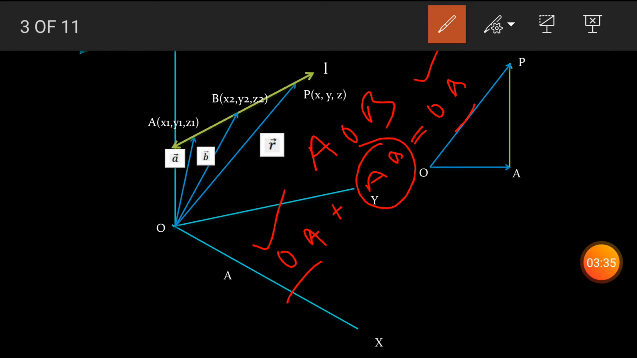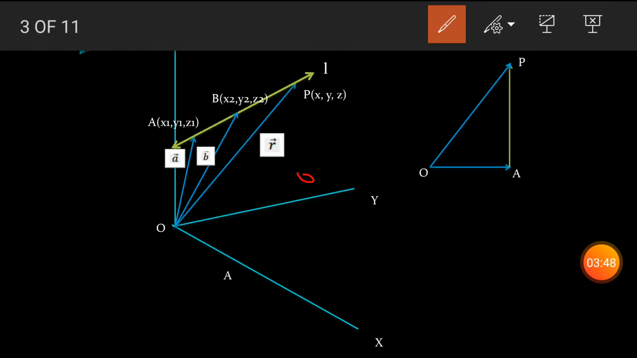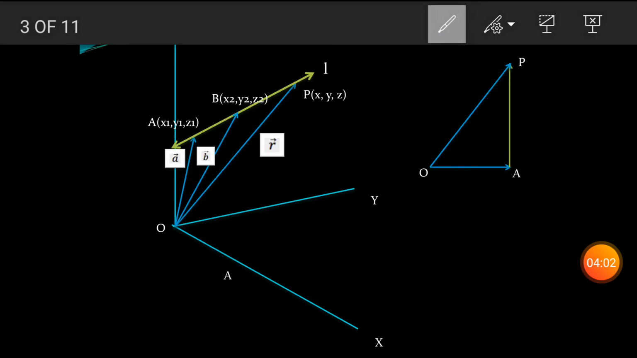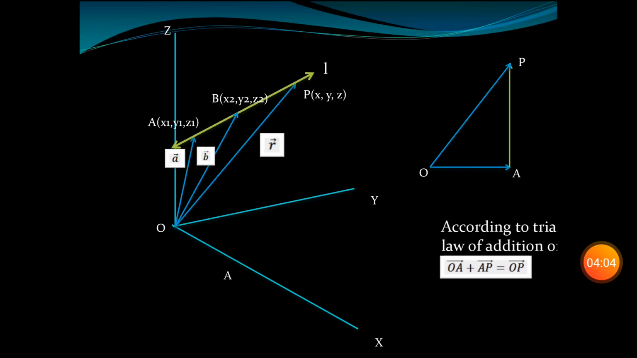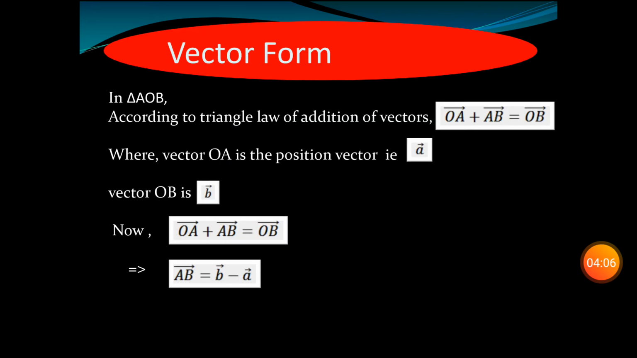After that, the second triangle that we consider is OAP. In triangle AOP, we get OA plus AP equals OP. This is what we are going to get, and then we are going to solve it. So let's see how we are going to solve it with the help of the triangle law of addition.